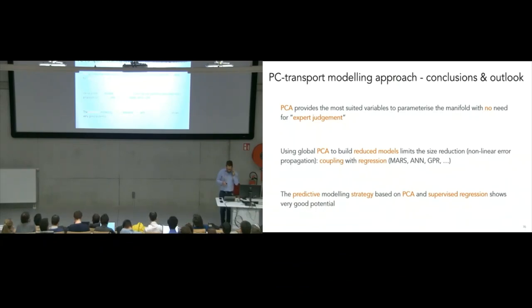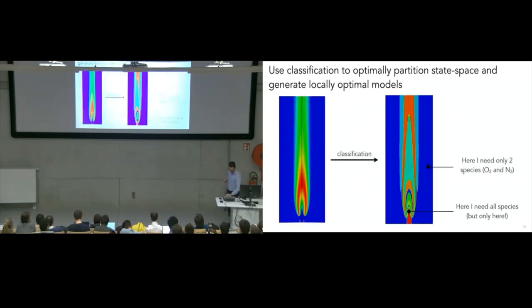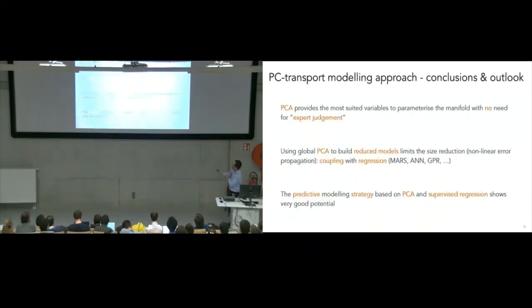And we also couple this approach with nonlinear regression. And of course, using nonlinear regression removes some generality of the approach, but allows us to get very good size reduction in a way. Okay. And also, we see that this approach is also very good in predicting complex systems. So, is there any question on this part? Yeah.